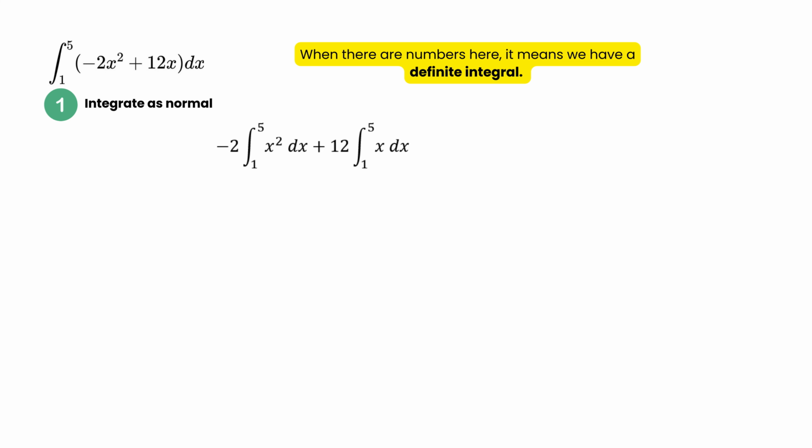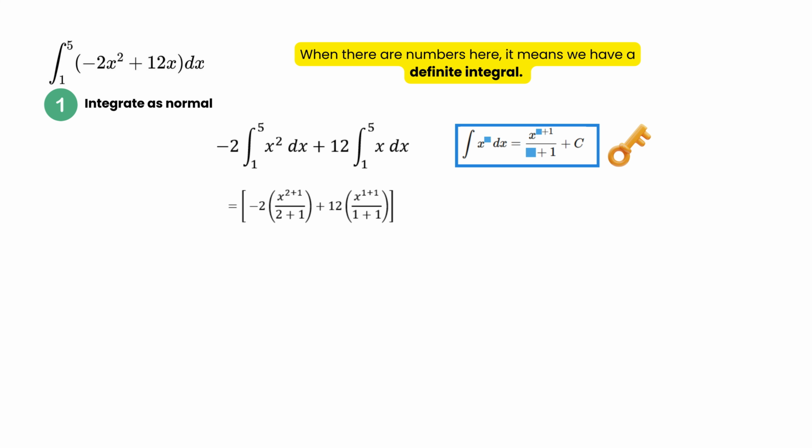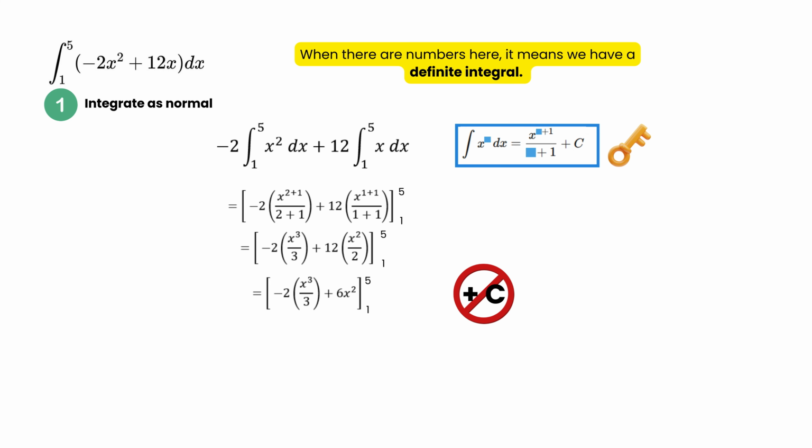Once that's done, we check if we have a key to do the integration. We can immediately see that for both parts, we can use the normal power key. Look carefully at how we carry the little numbers along. They stay with the bracket until we've finished integrating. When we simplify what we can, we're left with this answer. Very important, with a definite integral, when we have these little numbers, we do not add plus c.